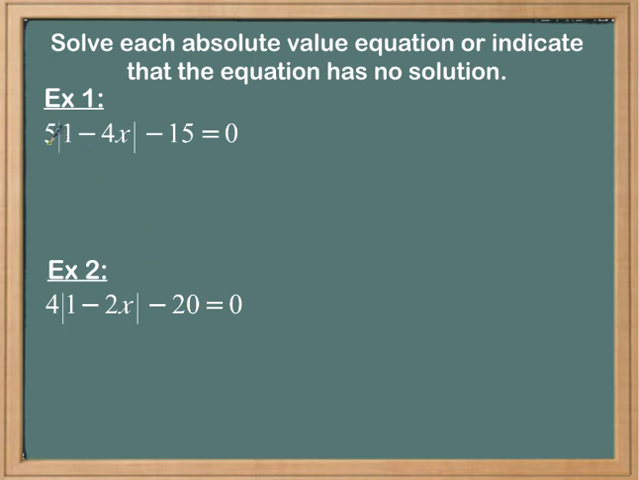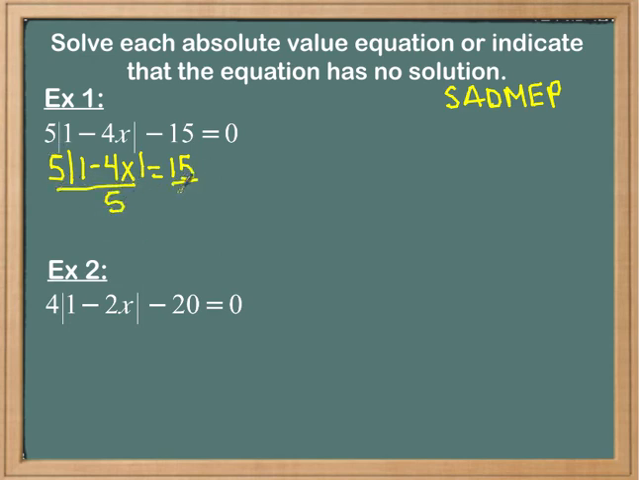So step 1, we've got 5 absolute value of 1 minus 4x minus 15 is 0. Step 1, we have to isolate. And remember, we're still solving, so we're still doing SADMAP here. So with SADMAP, who can I subtract or add over to help us to start this one? The 15. So I have 5 absolute value of 1 minus 4x is equal to 15. Now who can I divide or multiply by? That 5 in front. Divide both sides by 5, so the 5's go away, and I have the absolute value of 1 minus 4x is equal to 3.